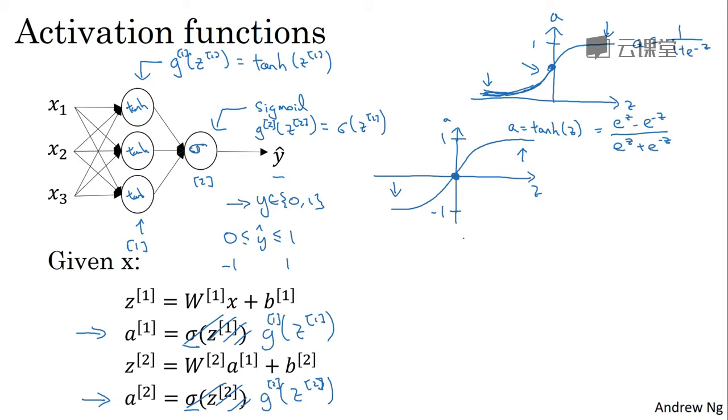So one other choice that is very popular in machine learning is what's called the rectified linear unit. So the ReLU function looks like this, and the formula is a equals max of 0 comma z. So the derivative is 1 so long as z is positive, and the derivative, or the slope, is 0 when z is negative.